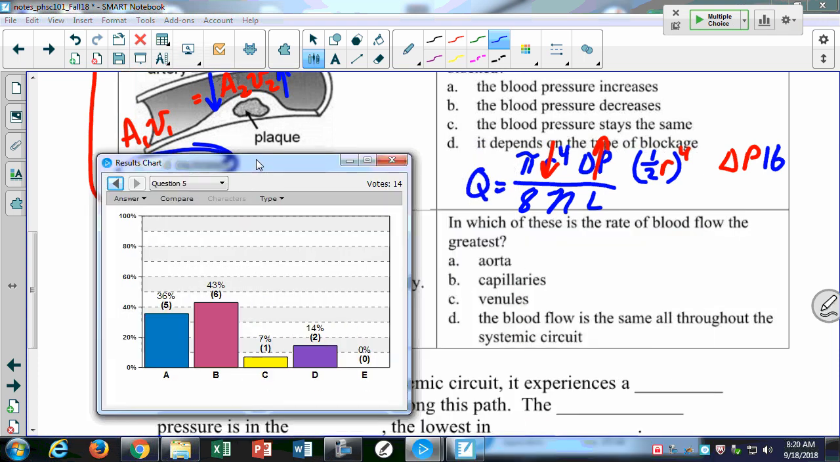Very interesting. So you'd think that the aorta might have the largest rate of blood flow, right? Because it's so big. But then you might say, well, the capillaries, they're really small, but there are a lot of them. Millions, billions of capillaries. You need a lot, right.